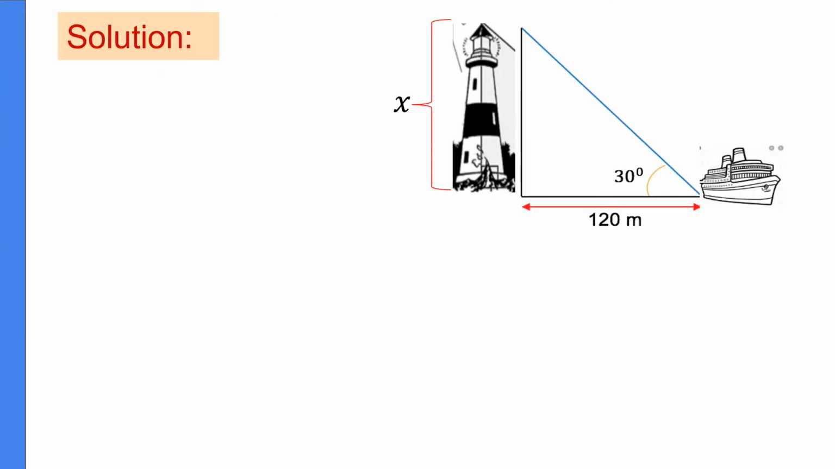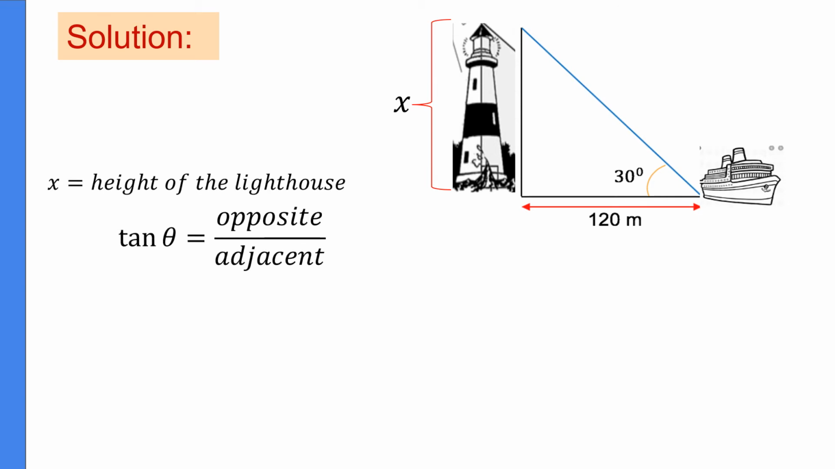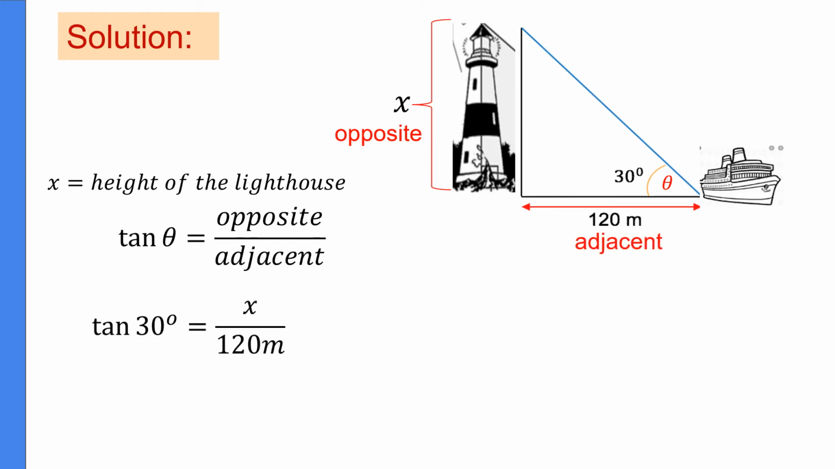In doing this, this is your x, which is the height of the lighthouse, and we are going to use tangent theta. Why? Because if this is your angle, 30 degrees, this is your opposite, and this is your adjacent. So substituting all the values, we get tangent 30 degrees is equal to x over 120 meters. And then we are going to cross multiply. So we get tangent 30 degrees times 120 meters is equal to x.